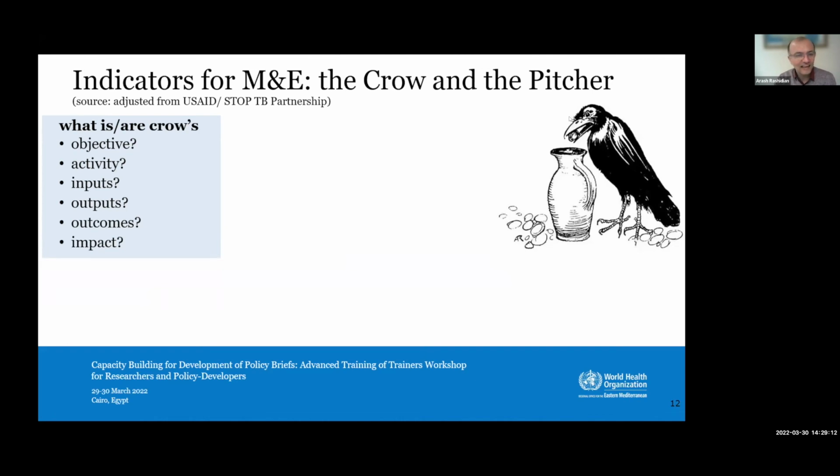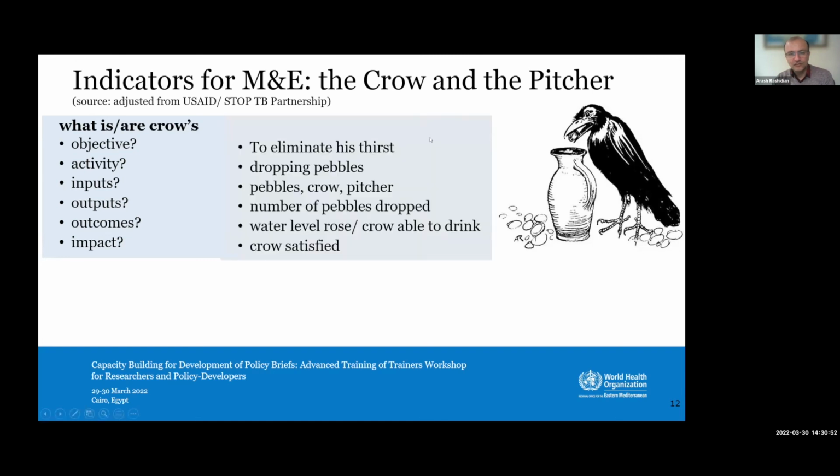I don't know how to make this interactive, but if you don't mind, put quick responses in the chat, I think it would be good to get that going. Maybe I stop for a second. Answer these questions: what would be the activity? What are the inputs? What are the outputs? What are the outcomes? What is the impact? Maybe one minute, then let's continue with the discussion.